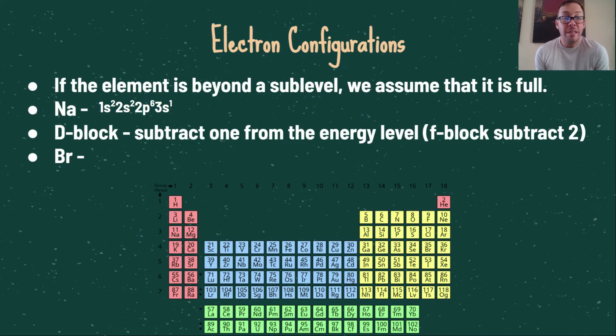So for example, if I want to give the electron configuration for bromine, well, remember that all of the previous sublevels prior to bromine are full. So we start off with 1s2, 2s2, 2p6, 3s2, 3p6, 4s2. Then remember, with the D block, we have to subtract 1 from the energy level. So that is going to be 3d10, and then 4p5. That gives us our electron configuration for bromine.